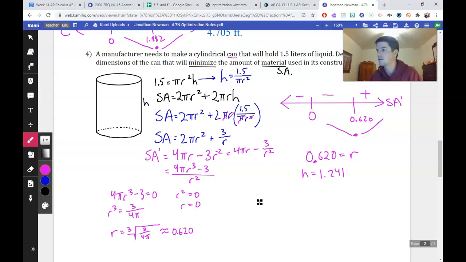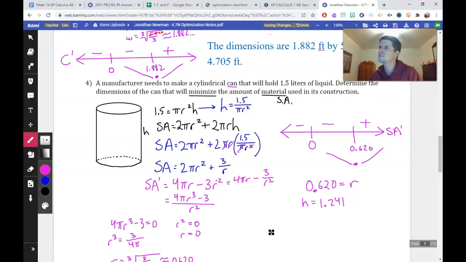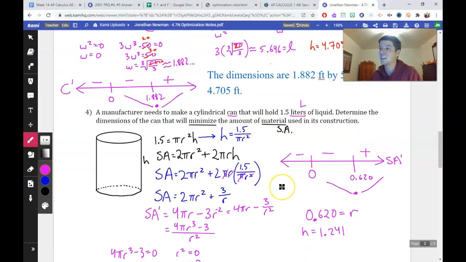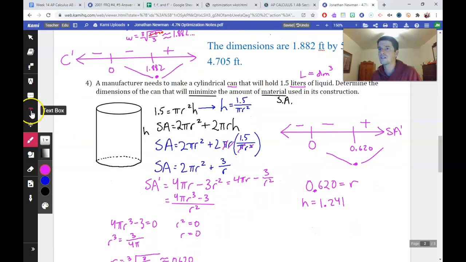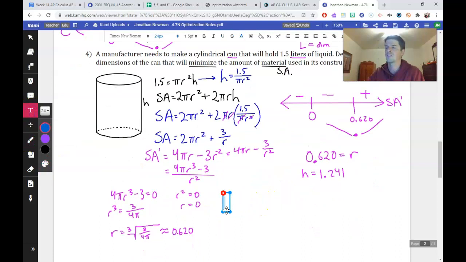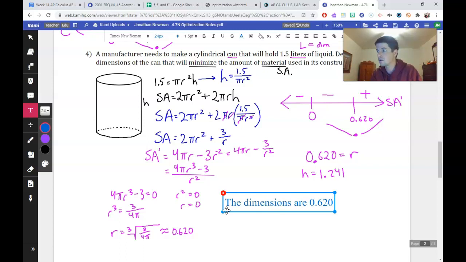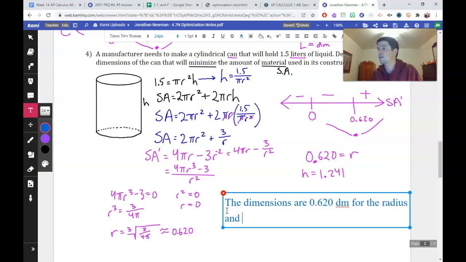I got that the height was 1.241. Now you might be asking, wait, what are the units in this? Especially because we started with liters, and that's volume, but liters is not anything cubed. It actually is, and this is something you're not going to have to memorize. I'll share this with you on a test or whatever. It's actually cubic decimeters. So with our answer, we can answer it like this. Again, that's not something I would expect you to know, it's something that as a science teacher it's nice to know. So the dimensions are 0.620 decimeters for the radius and 1.241 decimeters for the height.